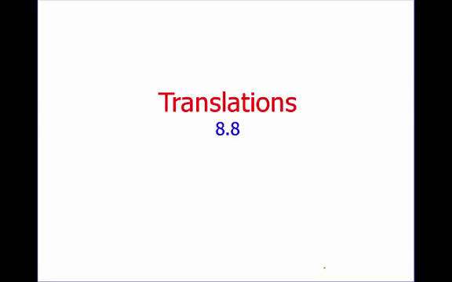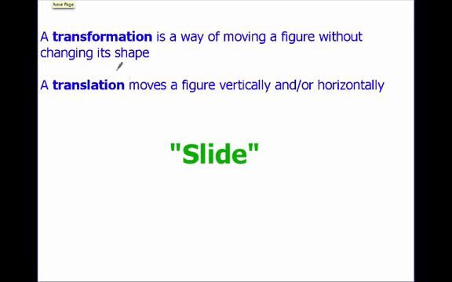For this video, we're going to be discussing translations. Translations are the first of the transformations that we're going to be talking about. A transformation is simply a way of moving a figure without changing its shape. And a translation is simply moving that figure vertically or horizontally. Another way we could think of it is just being a slide. Translation is just a slide.